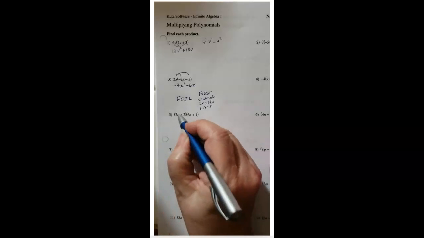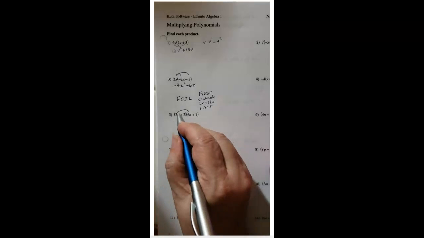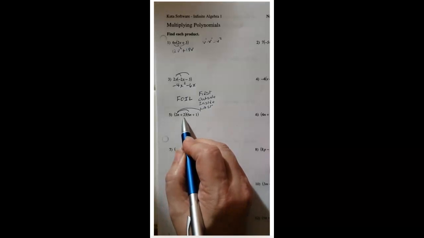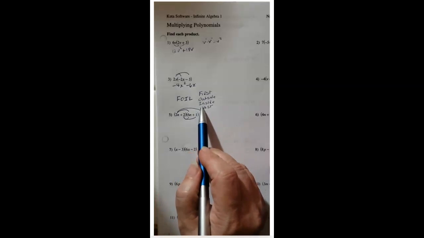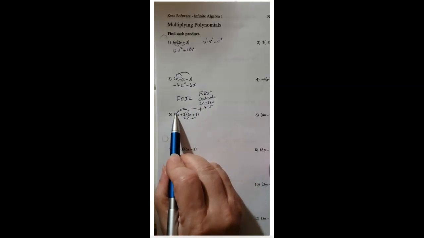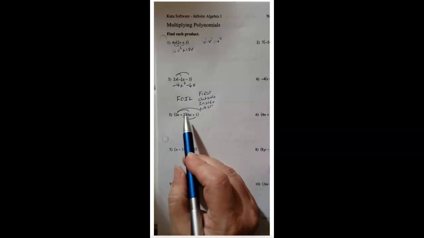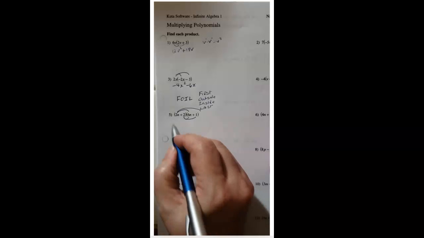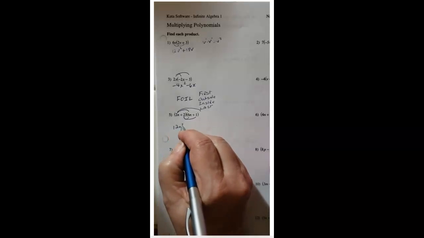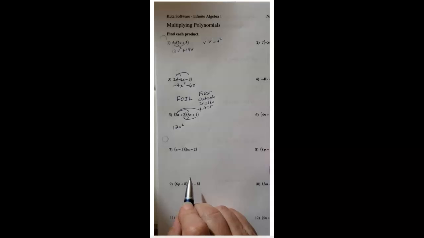So this parentheses has a 2n, which needs to get multiplied by the 6n. And then it has a 2n that needs to get multiplied by the 1. It also has a 2 that gets multiplied by the 6n, and then it has a 2 that gets multiplied by the 1. So that's where these 4 pieces come from. 2n times 6n is actually the first one in the first parentheses times the first one in the second parentheses. No matter how you look at it, you're going to get 12n squared.